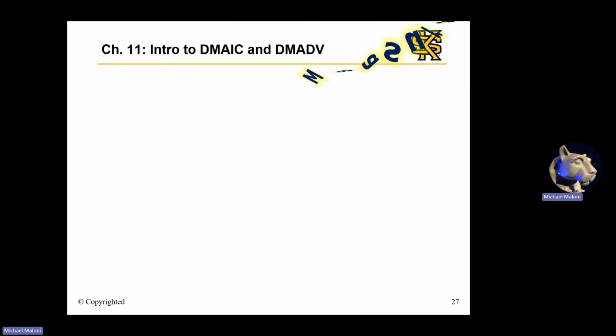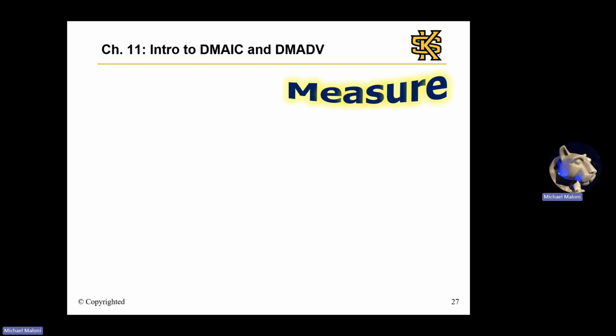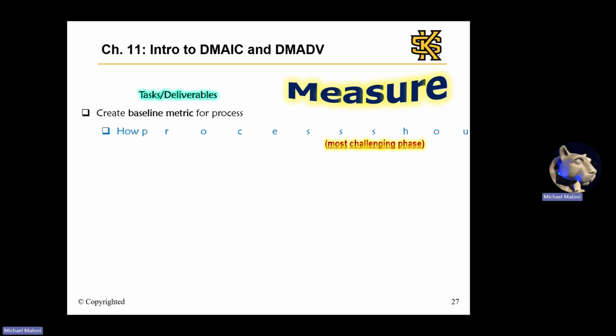The next step, which again is the same for both DMAIC and DMADV, is measure, when teams use data to validate their assumptions about the process and the problem. And the text calls measure the most challenging phase. In this measure step, we'll create a baseline metric for the process, meaning how should the process be measured? And how is the process really performing, meaning a baseline, including the process sigma.